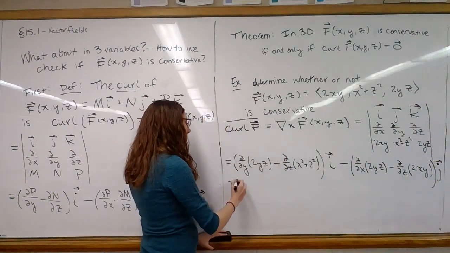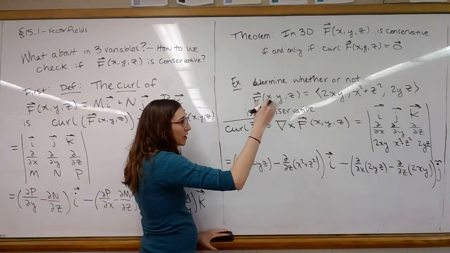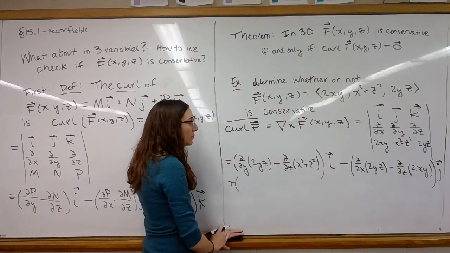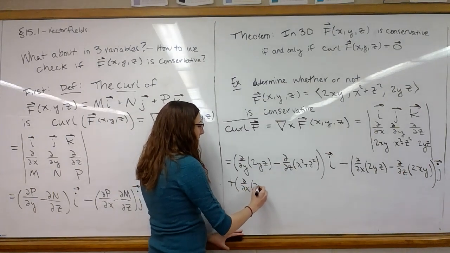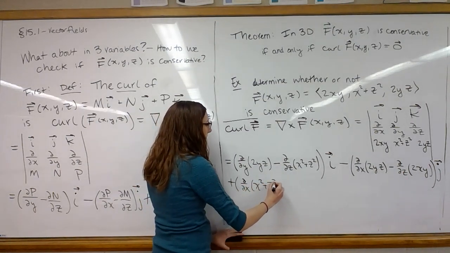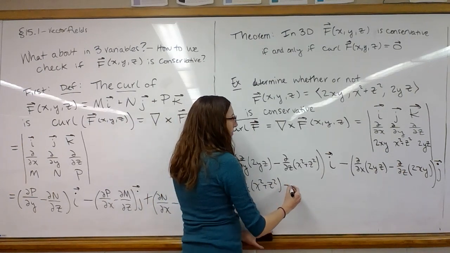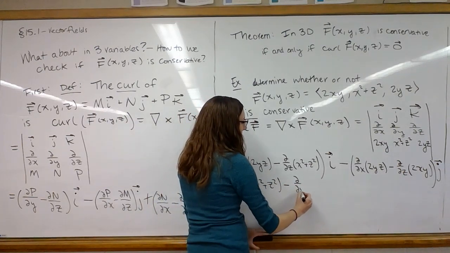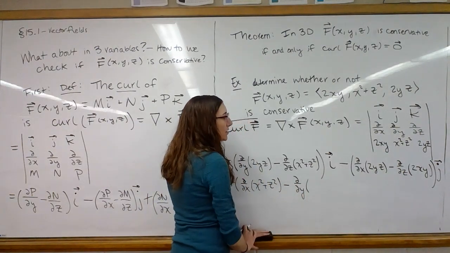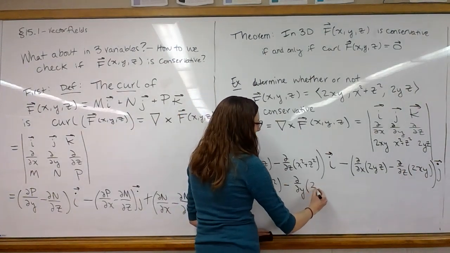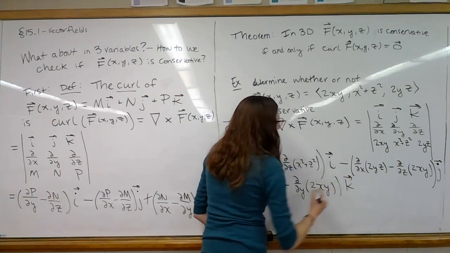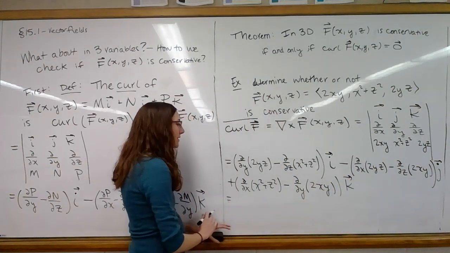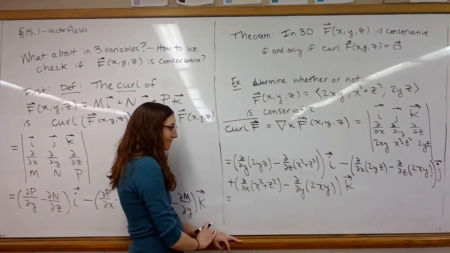And then we add the components of the k vector, so cover up the top row and last column. We'll get the partial with respect to x of x squared plus z squared minus the partial with respect to y of 2xy. And this is all the k component. So now we need to find those partials.